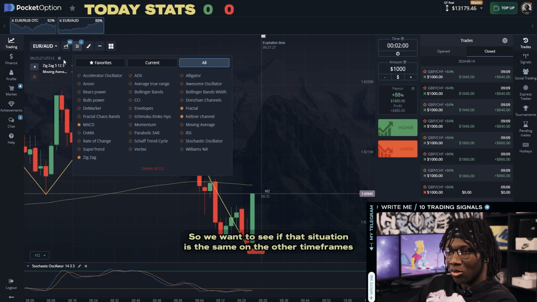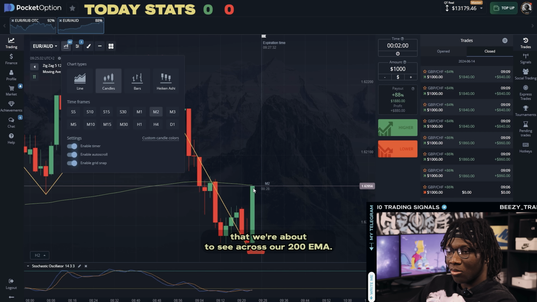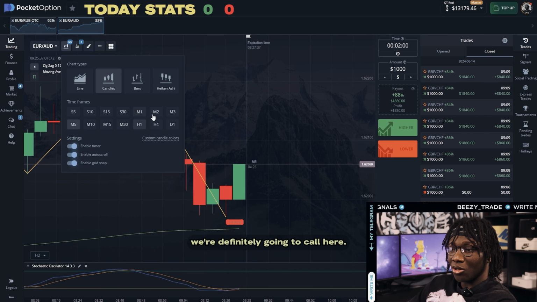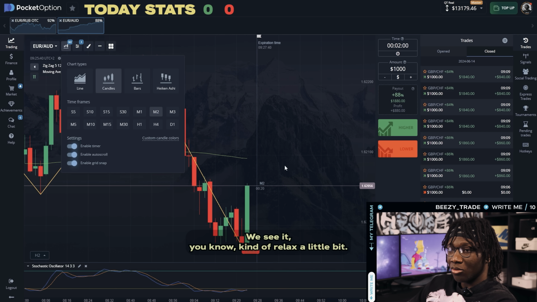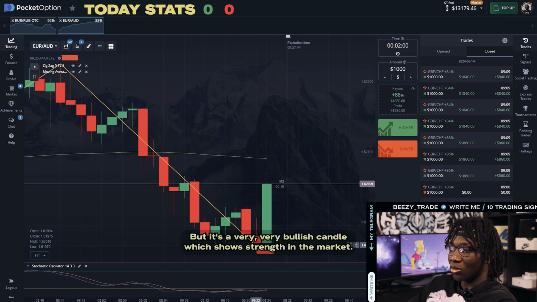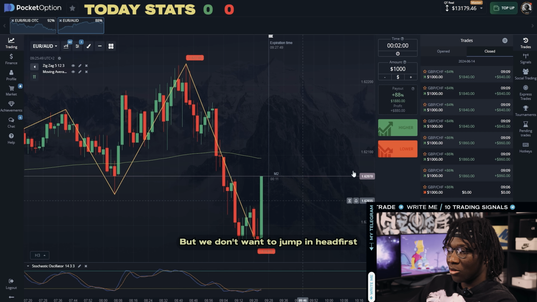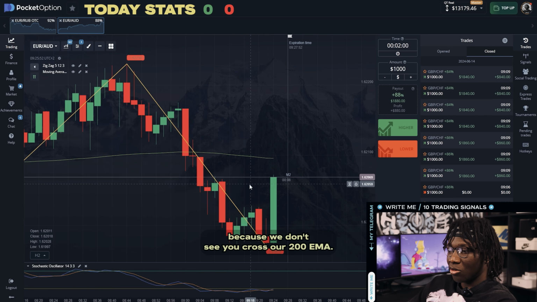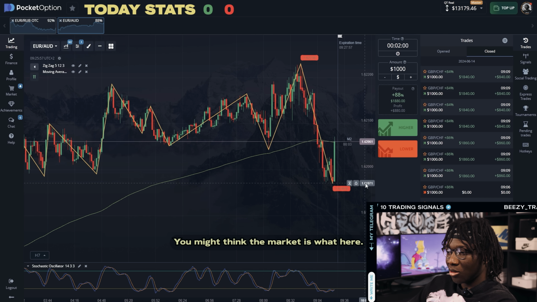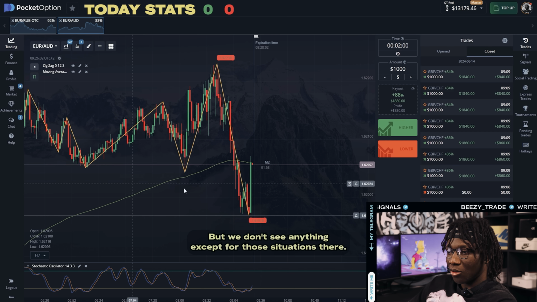So we want to see if that situation is the same on the other time frames. Now we're about to see it cross our 200 EMA. If we see that cross our 200 EMA, we're definitely going to a call here. But we see it kind of relax a little bit. But this is a very, very bullish candle, which shows trends in the market. But we don't want to jump in head first, because we don't see it cross our 200 EMA. We might think the market is here. And we don't see anything except for those situations there.